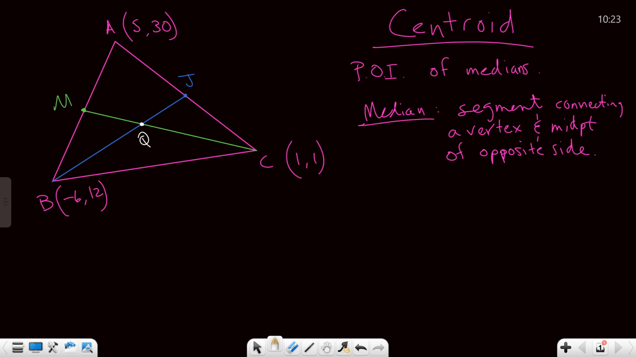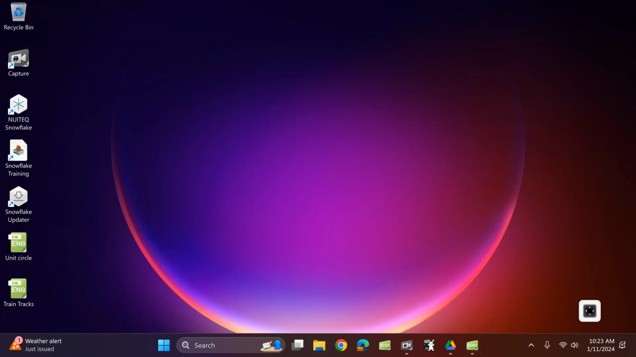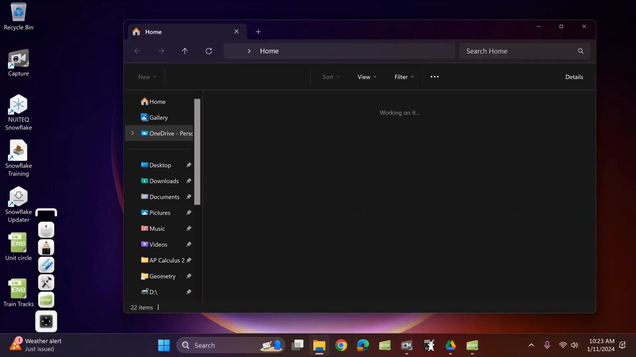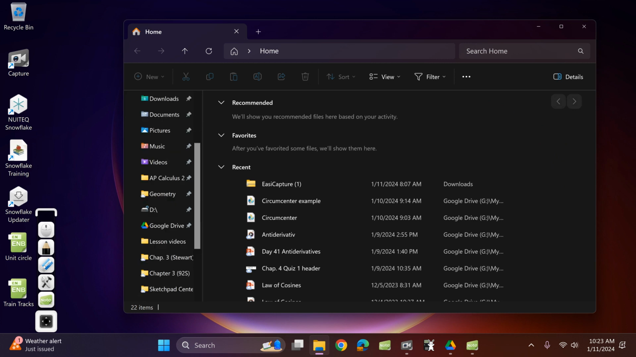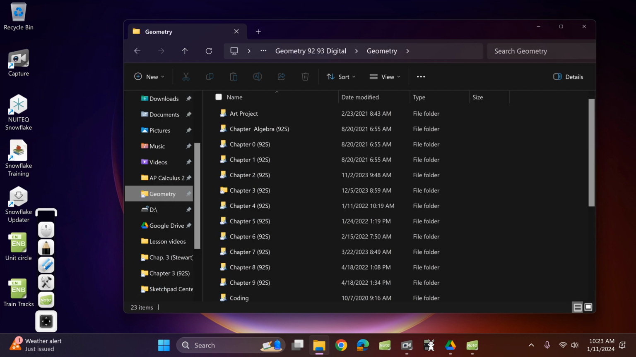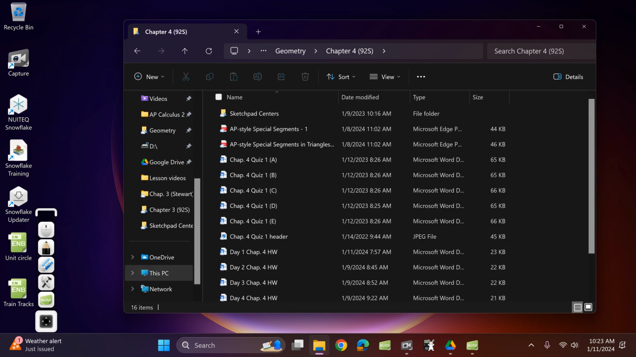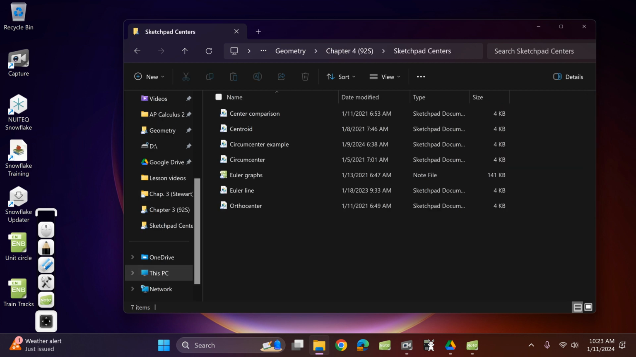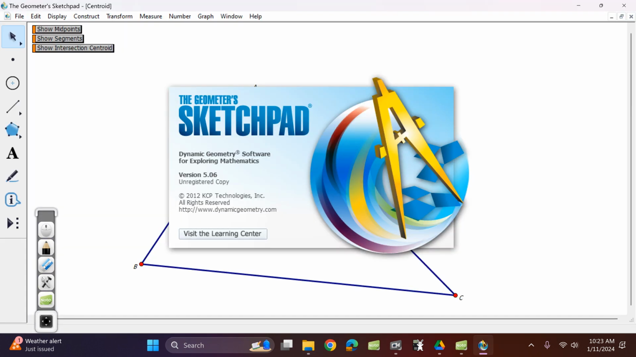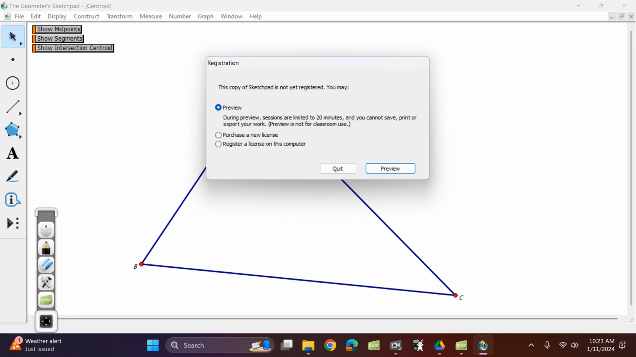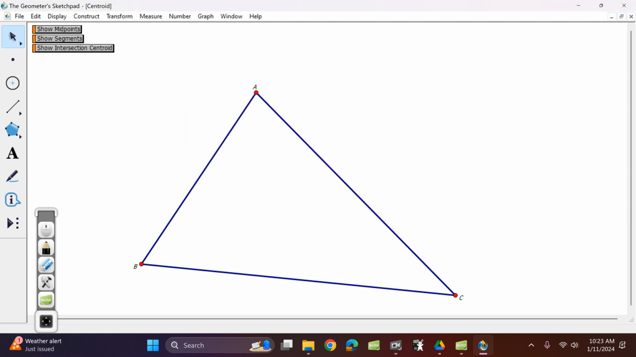I want to go back to the program we used the other day and show you what this looks like, because we still have to look at the problem of when is the centroid inside and when is the centroid outside and when is it on the triangle, just like we did for the circumcenter. We're going to preview. Here's my triangle ABC. I don't have the coordinates here. I'm just going to show you what we need to do.